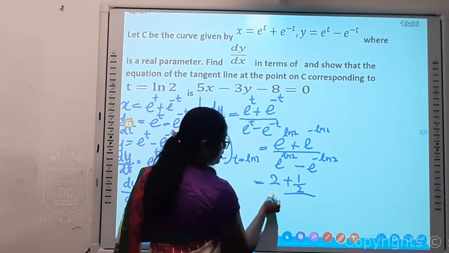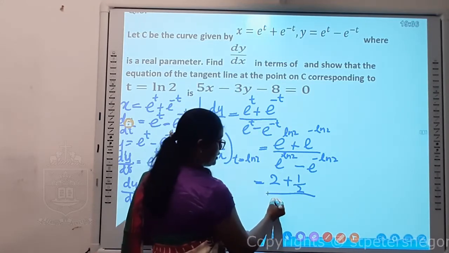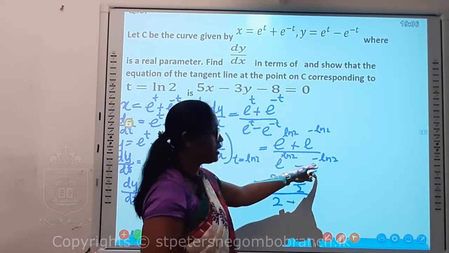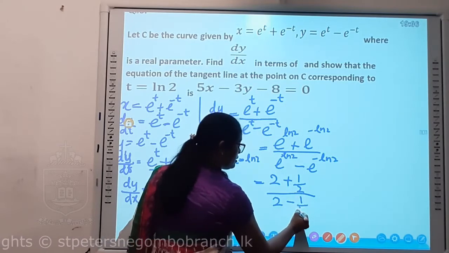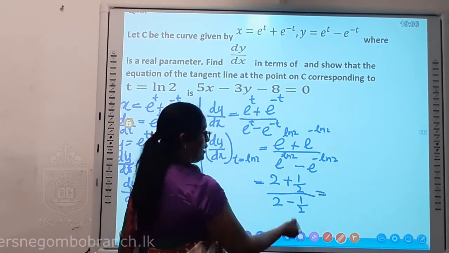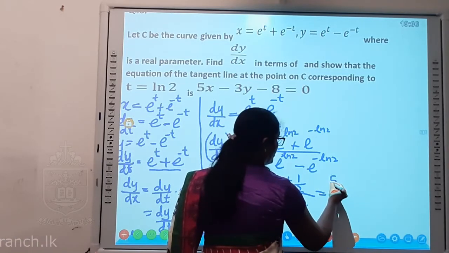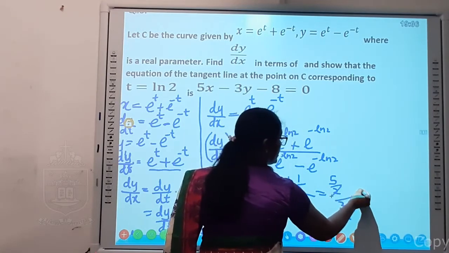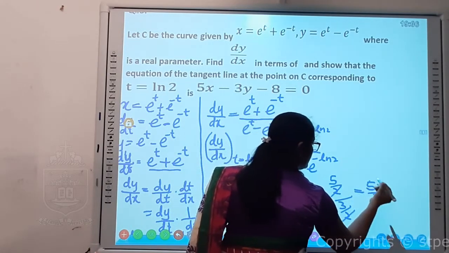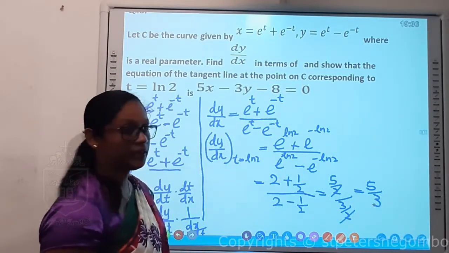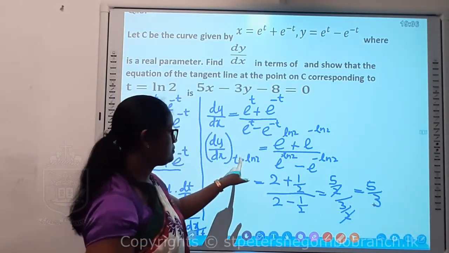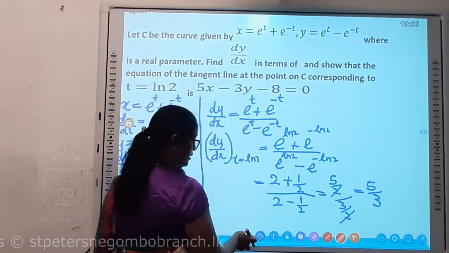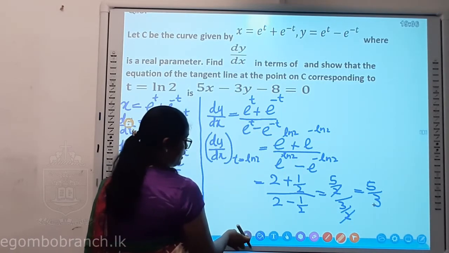Okay, and then the denominator, e to the power ln2, as I said, is 2, minus, and here you can follow the same thing I have done here. So the answer is half. Now if we simplify this, here 5 over 2, and here 3 over 2. These two can be cancelled. So the gradient is 5 over 3, right? So the gradient of the tangent at the parameter t equals ln2 is 5 by 3, right? So with this we will move on.